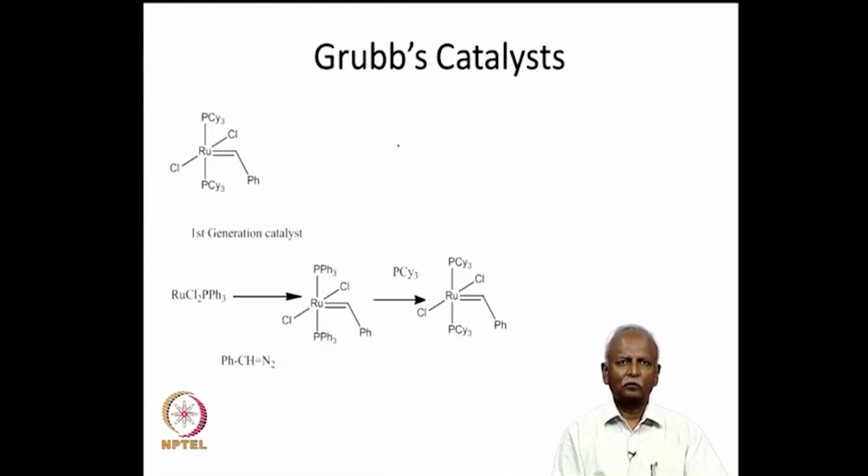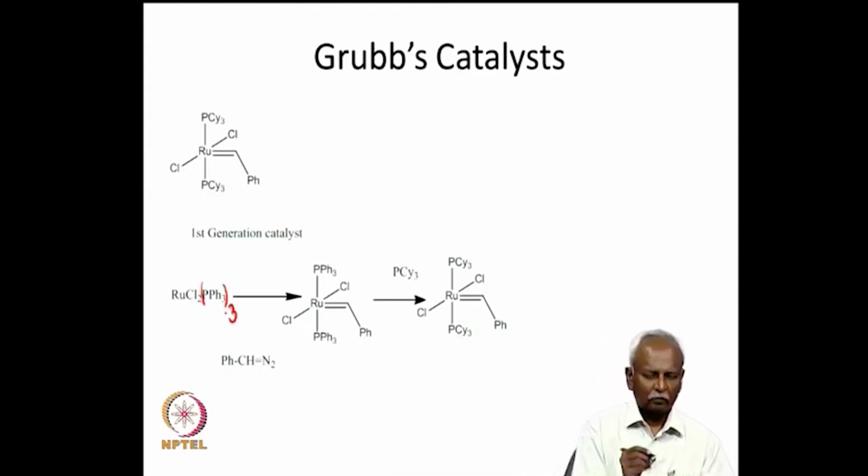First of all, it was the first single component catalyst, which means that it did not require another species in order to initiate the reaction. Secondly, it was the precursor for several other second generation and third generation Grubbs catalysts. This is also important, and the fact that it could be easily generated, and the reaction that is used for making this complex is shown here.